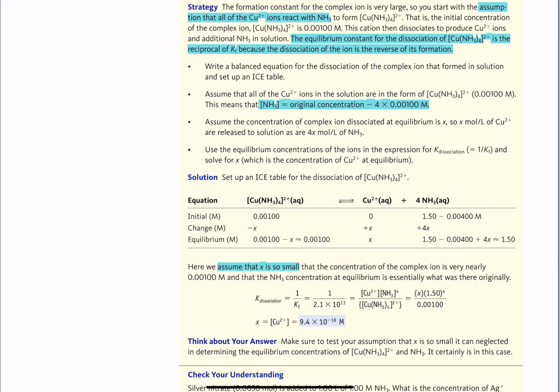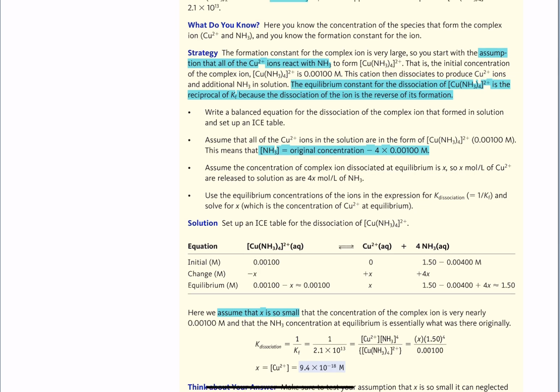Now, the ice chart, when we go to fill it in, you'll notice that we are beginning with a 0.00100 molar solution of my complex ion, and we're also beginning with a 1.50 molar solution of ammonia. Now, a little bit of that ammonia is actually tied up in the tetraamine copper complex ion. And the reason we get that 0.00400 is it's 4 times the 0.00100 due to the stoichiometry.